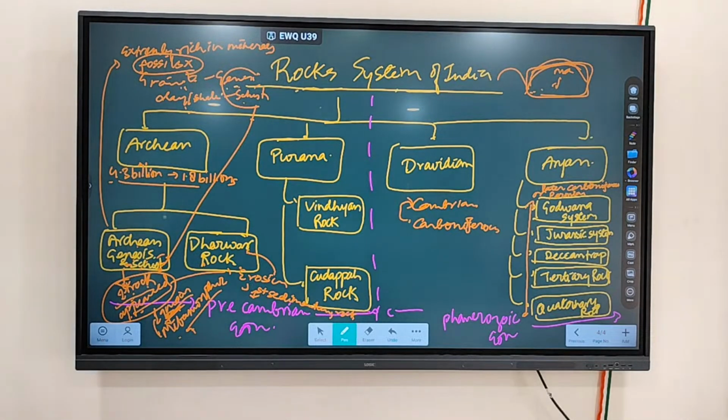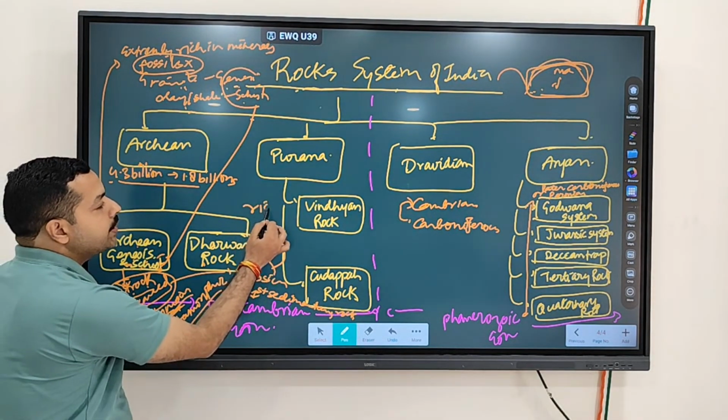We generally discussed that sedimentary rocks contain fossils. Why? Because if rocks are eroded, they will form sedimentary rock and they will contain fossils. But when Dharwar rock was formed, life was not there on the land. When life was not there on the land, what will happen? You don't see formation of fossils. So these are also very rich in what?